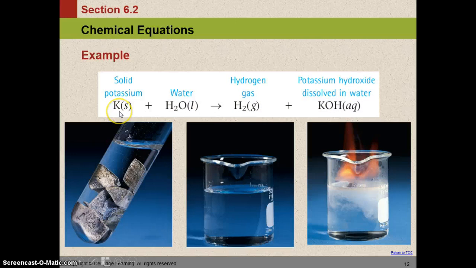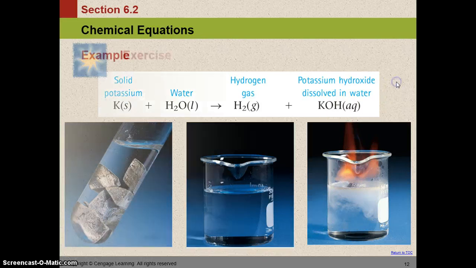So we have solid potassium added to liquid water. The product then is hydrogen gas, which is H2. It's one of our diatomics, and it's in gaseous form. And you see it burned off here. And potassium hydroxide, which is aqueous. And that just means that in the water, it's not just liquid water. It has potassium hydroxide that's dissociated in it.